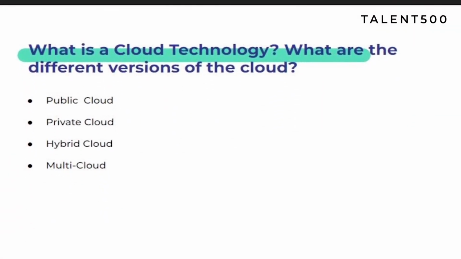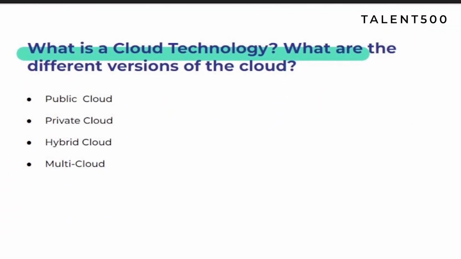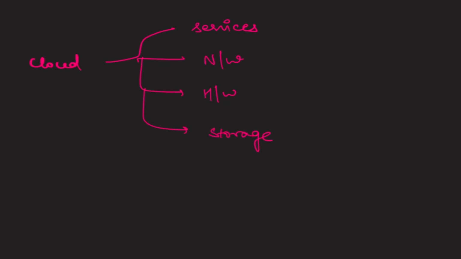The first question which we have here is, what is a cloud technology and what are the different versions of the cloud? Before jumping into the different versions and cloud technology, first of all, I really want you to understand what is a cloud. Whenever we talk about a cloud, this cloud is not a single thing. This one is a combination of various things, and what are all those things? The first one which we have here is services. The second one is network. Then we have hardware. After that we have storage. And lastly we have something which is called interfaces.